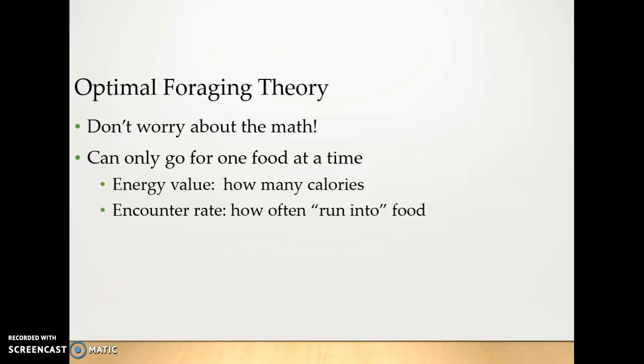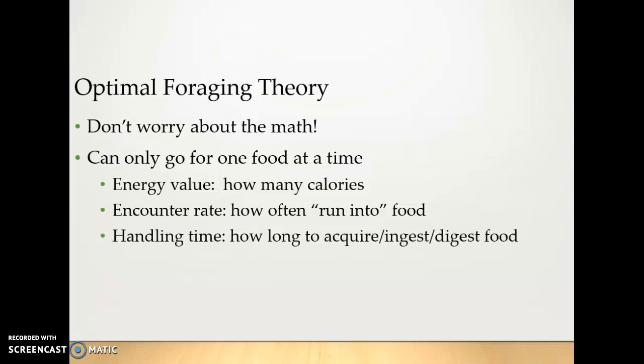Encounter rate. How often does the individual run into the food? If they don't run into the food very often, then once they see it, they should probably go for it. If the food is very common, maybe they could skip it because they know they can always come back and get it later. So they need to weigh the energy value, how many calories. How common is the food? And then lastly, how easily acquired is the food?